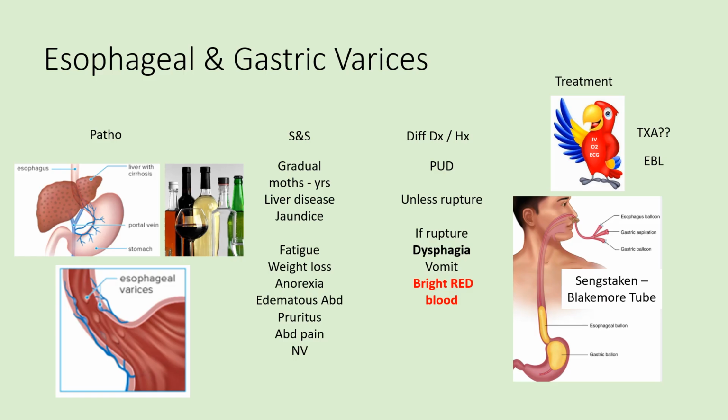In the hospital, they're going to give the Sengstaken-Blakemore tube. It's basically a tube that goes in your esophagus and your stomach, blows up, and puts direct pressure on the varices.